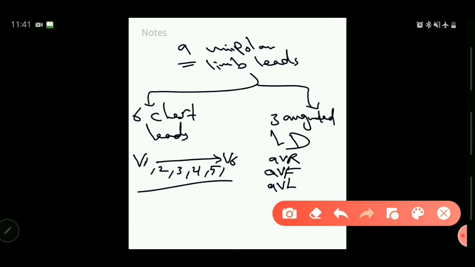So let me repeat again. We have 9 unipolar leads. They divide into 6 chest leads, which are V1 to V6, and 3 augmented limb leads, which are aVR, aVF, and aVL. Let's begin and explain each one of these augmented limb leads. Okay, let us go.